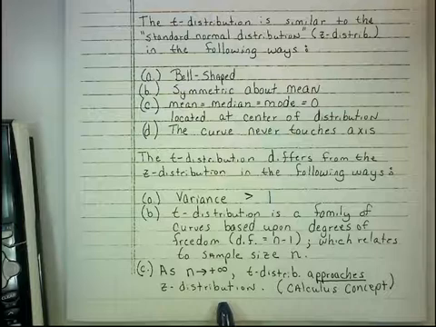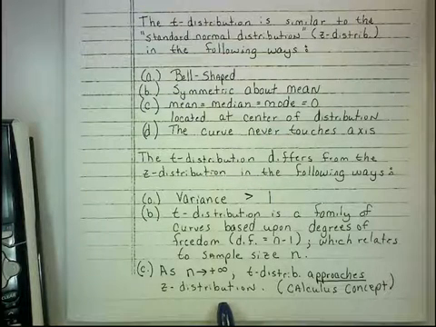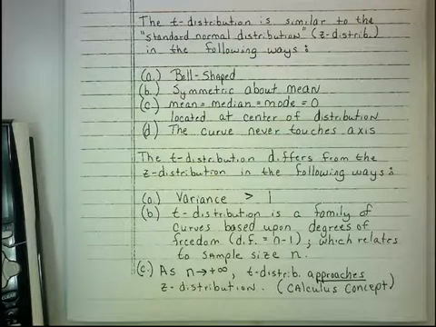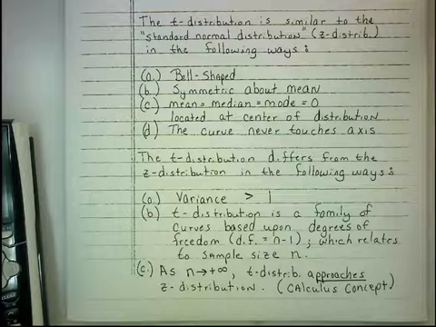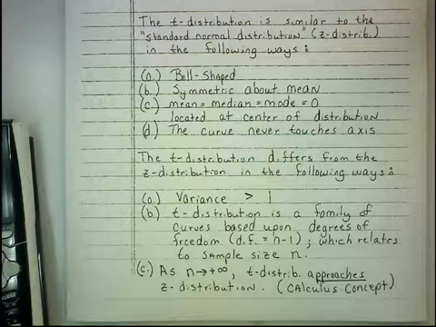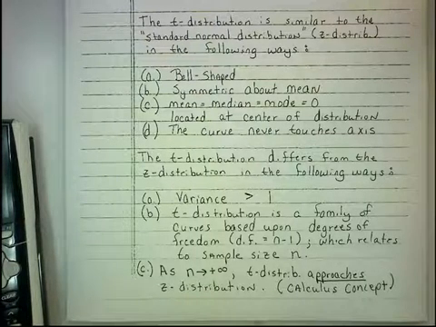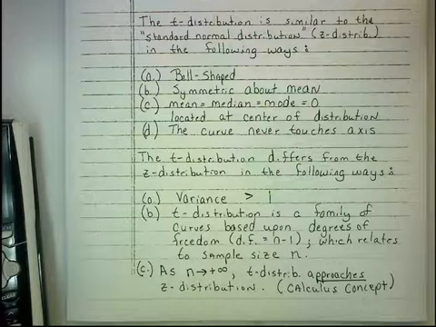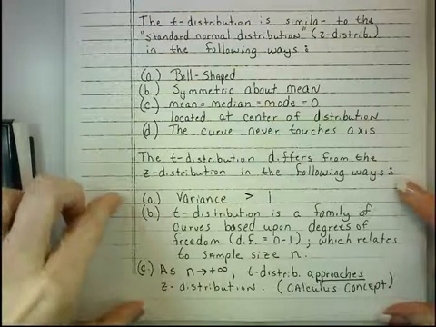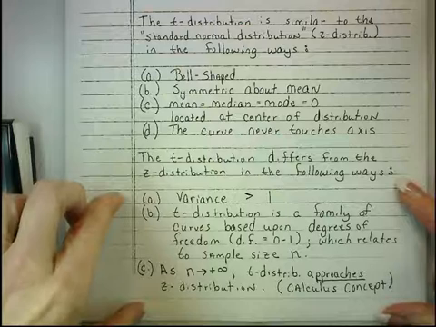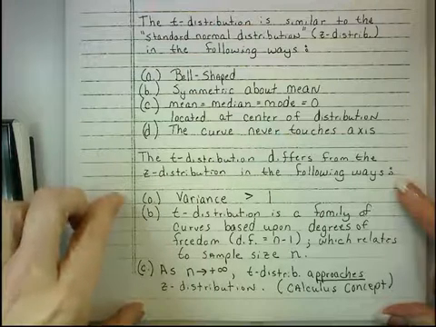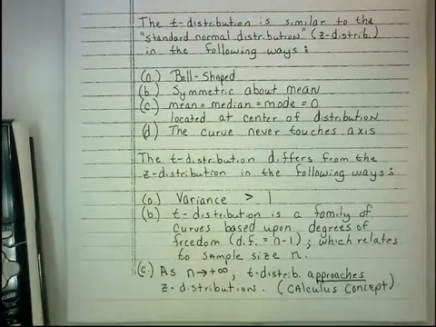So as sample size increases without bound, t becomes z. And so it becomes normal, more and more normal. The student t-distribution becomes more and more normal as sample size increases without bound. So these are the three ways they differ from each other: a normal distribution versus a student t-distribution.